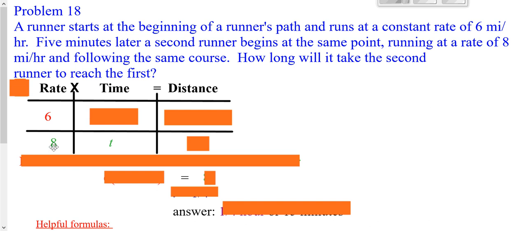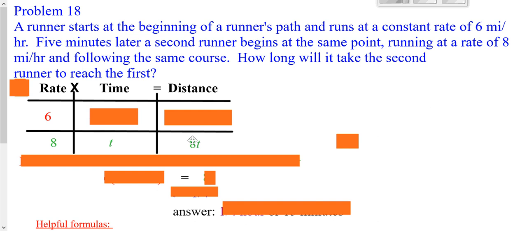Now, just like in the last problem, 2 of the 3 boxes are filled out. We can follow the operations at the top. Our rate times our time is equal to our distance. We now have an expression for the distance of our second runner.